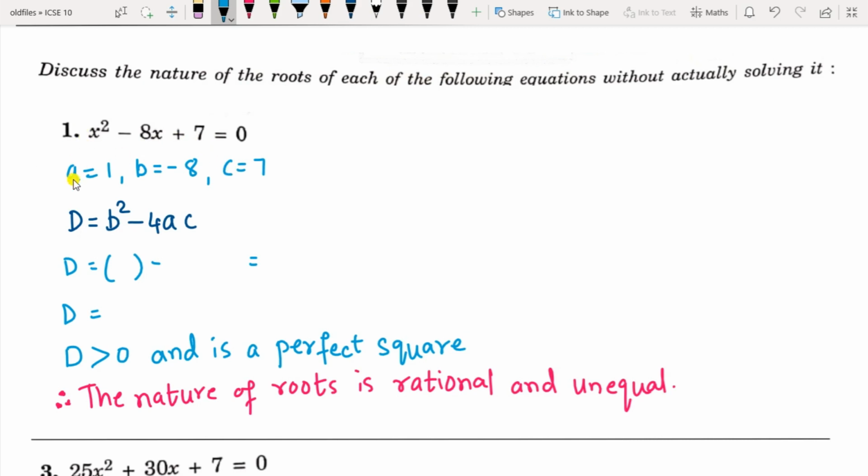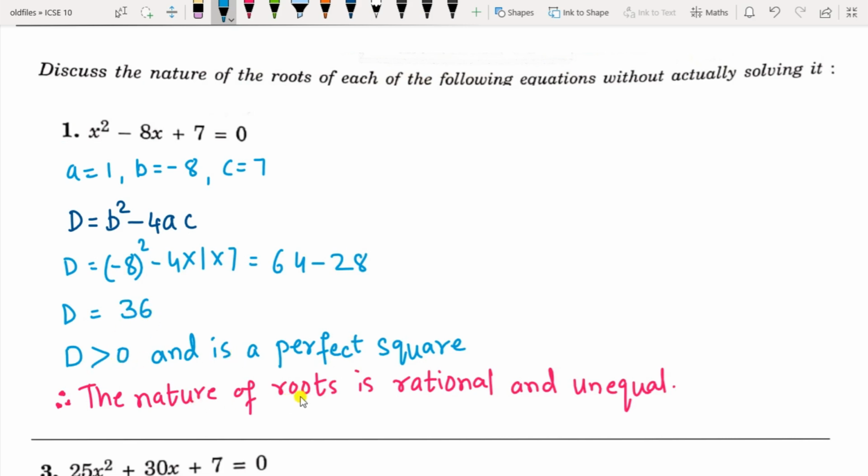So a is 1, b is minus 8 and c is 7 for this equation. Then D equals b square minus 4ac. Now substitute the values of a, b and c in this equation. From the above values, b is minus 8 squared minus 4 into a is 1 and c is 7. So minus 8 squared is 64, and if you multiply all this, it is 28. 64 minus 28 is 36, and 36 is a perfect square of 6 and it is greater than 0.